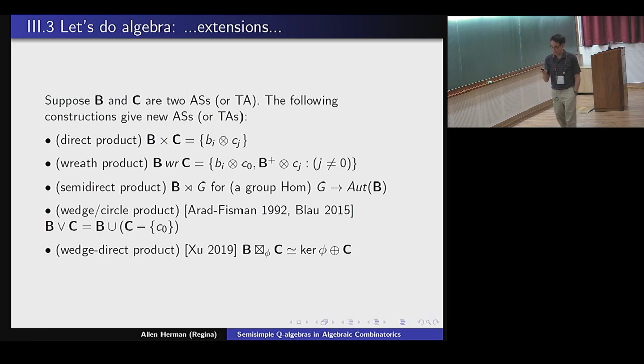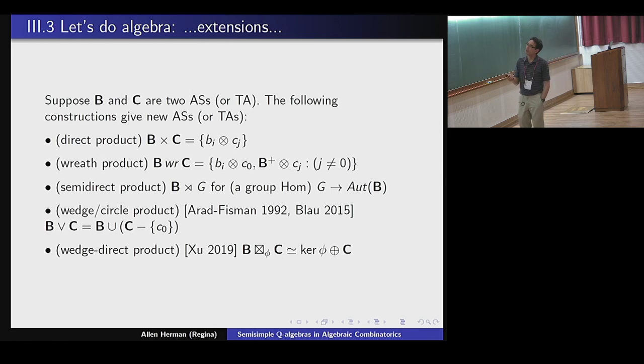Your direct products are, just like in the group ring world, tensor products of the corresponding group rings. Wreath products are a bit different than wreath products of groups, but if you do the permutation wreath product, there's a correspondence that fits in with this model. If you extend by a group that maps into the automorphism group of B, then you can do semi-direct products the same way as you would hope to.